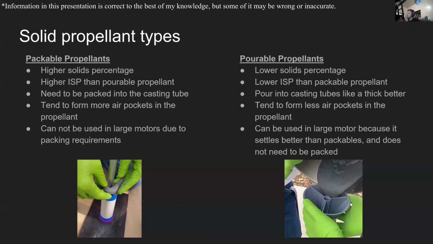And then these can be used in large motors, and this is what the SRBs used. They use a pourable propellant, because when mixing a very large motor, you really want to avoid those air pockets, and the propellant settling out on its own is very useful.